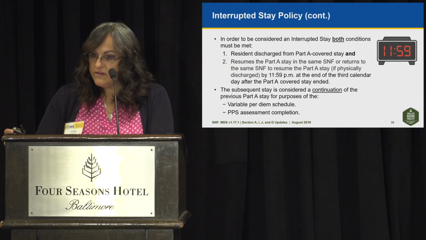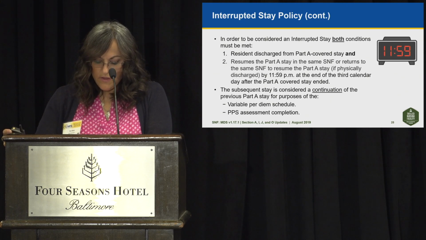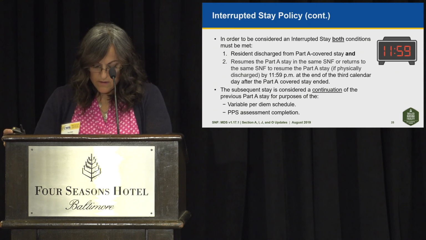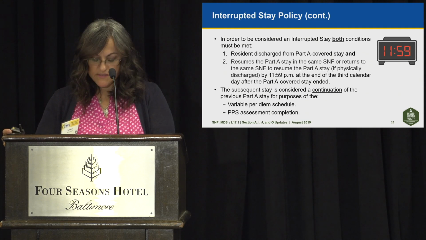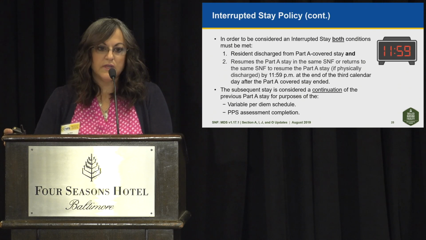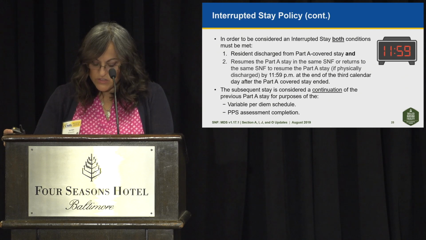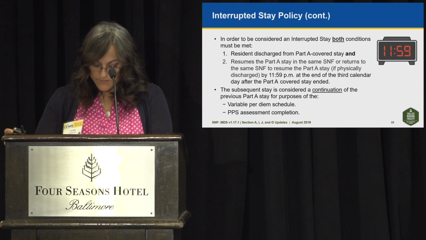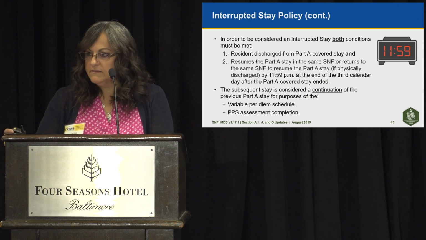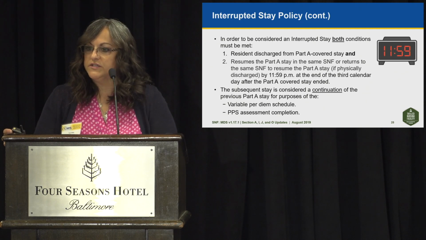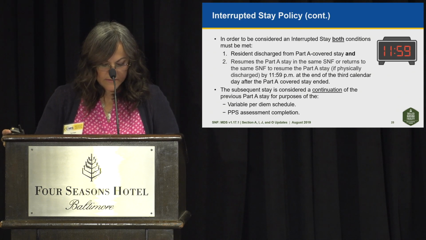So the resident has to be discharged from a Part A stay, and they either return to the facility to resume Part A services in the same SNF, or resume care if they remained in the facility by 11:59 p.m. at the end of that 3rd day. The subsequent stay following an interruption is considered a continuation of the previous Part A stay for the purposes of the variable per diem schedule and for PPS assessment completion. So what this means is the assessment schedule and variable per diem schedules do not reset after an interrupted stay, and that's because the Part A stay doesn't end. So the variable per diem and PPS assessment completion schedules just continue from the point prior to discharge. And John will talk a little bit more about that in his presentation.